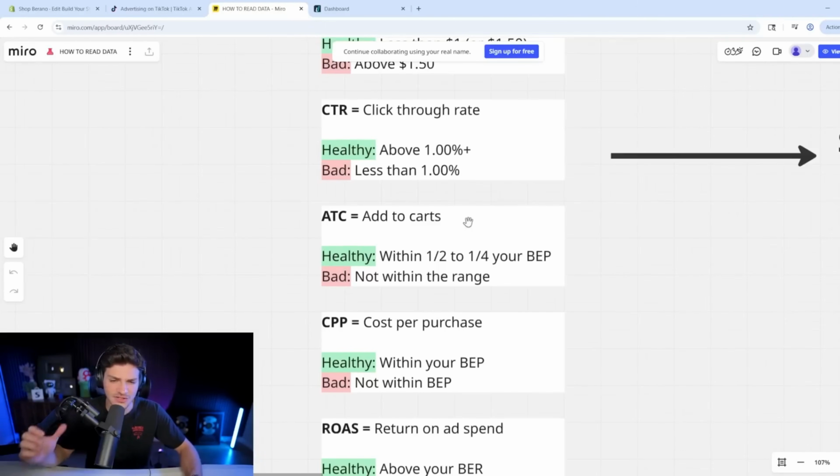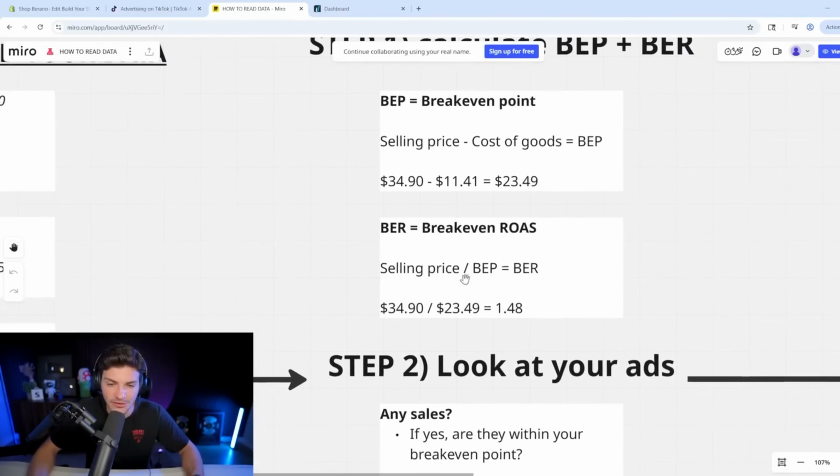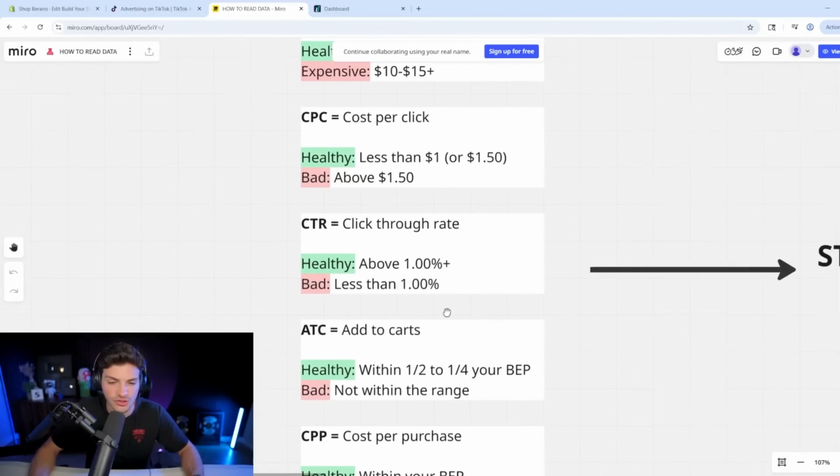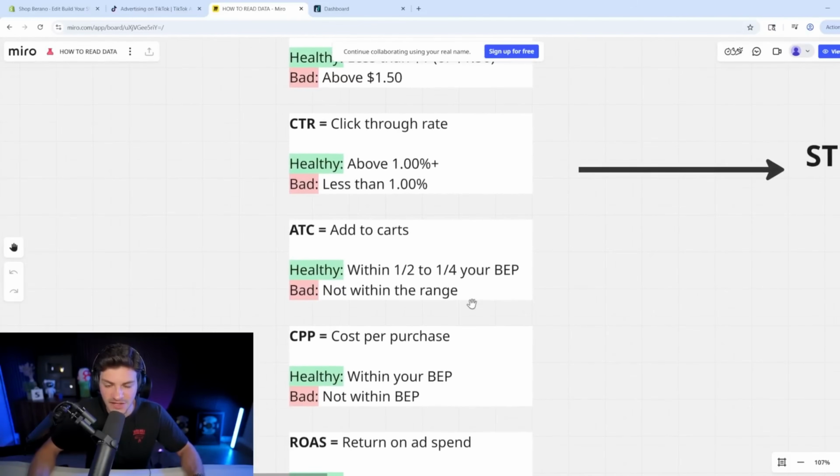Next, we have add to carts. So healthy add to carts are within 1/2 to 1/4 of your break-even point. And we're going to calculate what our break-even point is, so you have an idea of what you should range for. But you want add to carts in that range. So usually add to carts for every $4 to $10 on TikTok, with 10 being the high, 4 being the low. If you're not getting add to carts in that range, it means there's no buying intent.